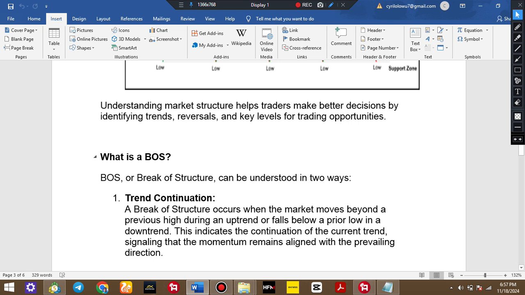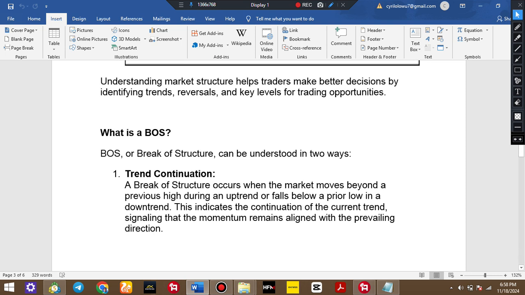So BOS, which is break of market structure, can be understood in two ways. For you to understand the concept very well, you have to understand that BOS can be defined in two ways. The first one is trend continuation. BOS trend continuation: a break of structure occurs when the market moves beyond a previous high during an uptrend or falls below a prior low in a downtrend.